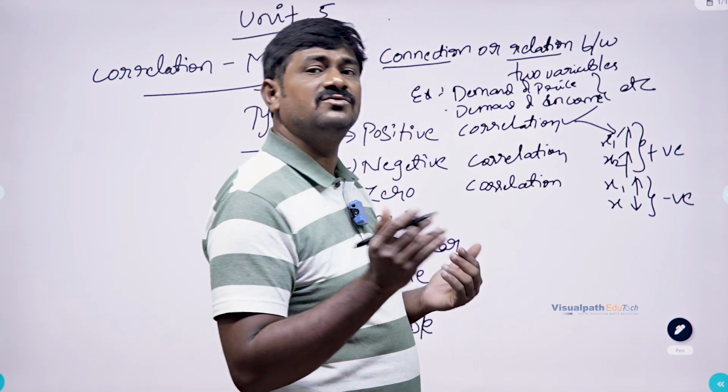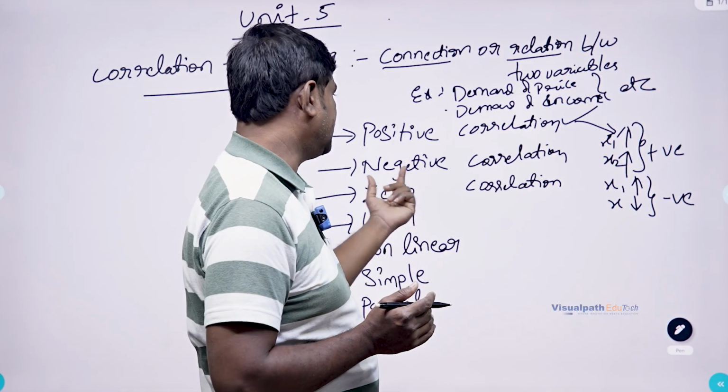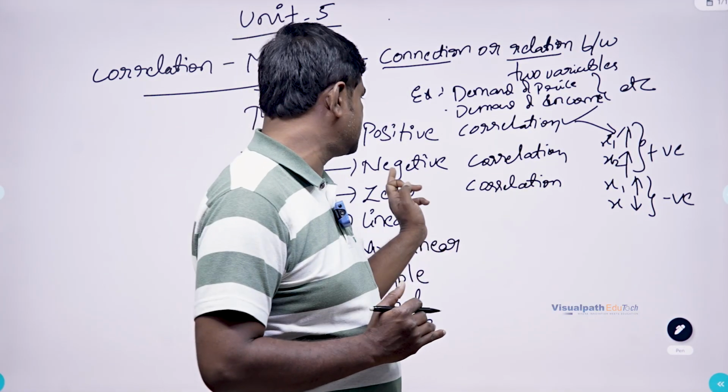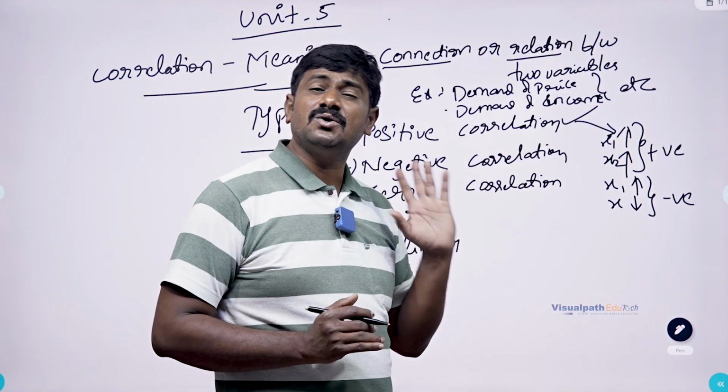Negative correlation means the variables are inversely proportional to each other. That is negative: when one variable increases, the other variable decreases. That is negative. Next, coming to zero correlation.